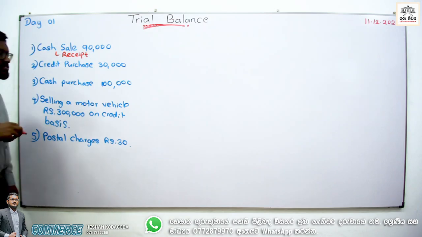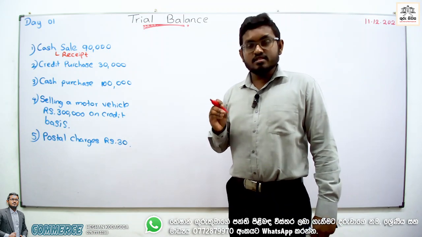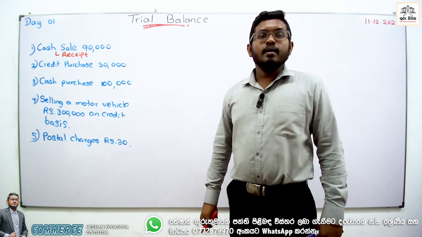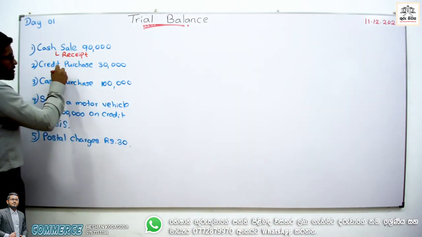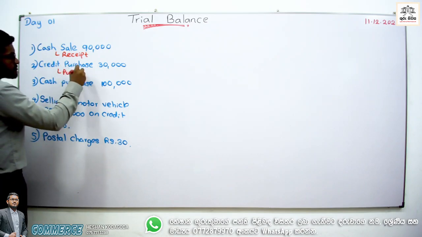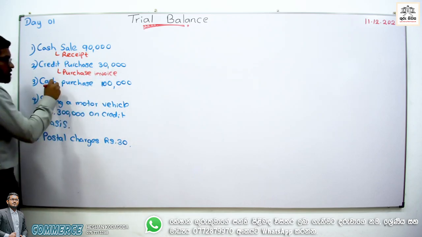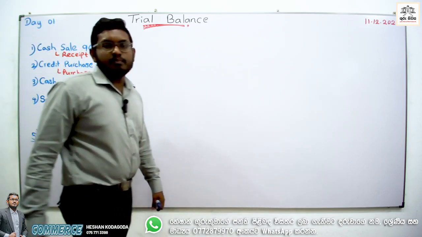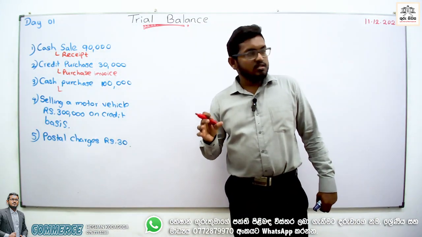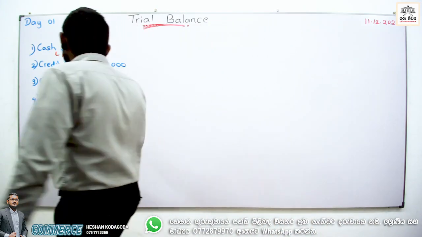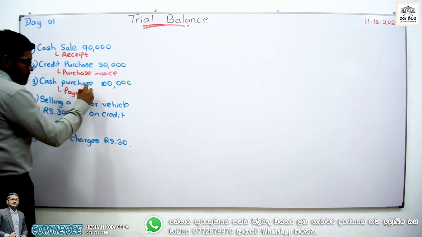Credit purchase. What is the source document we need to record? Purchase invoice, right? Why? We need to record it in the purchase journal. Cash purchase. What is the source document? Paying cash and purchasing goods. The source document is payment voucher.